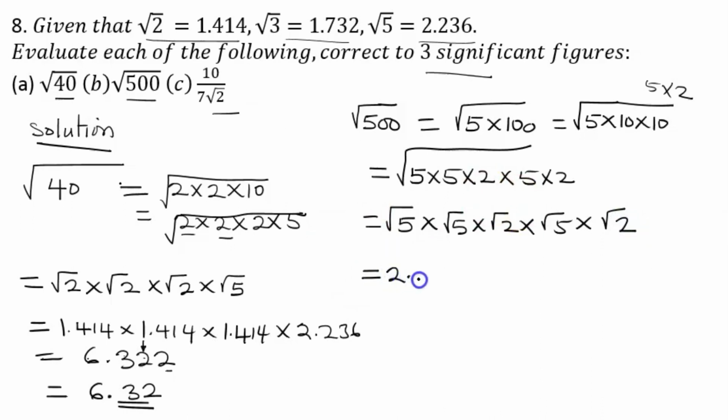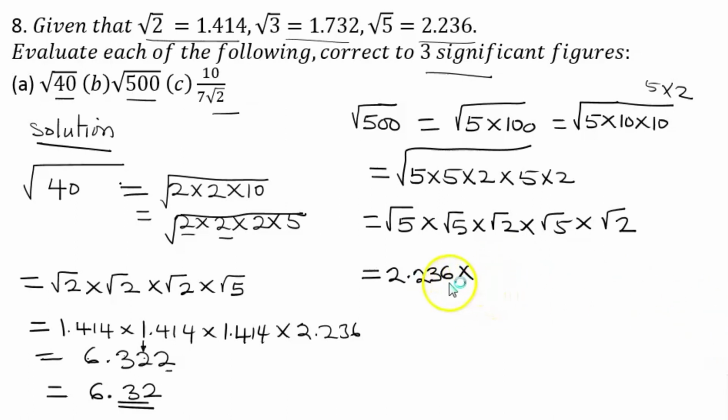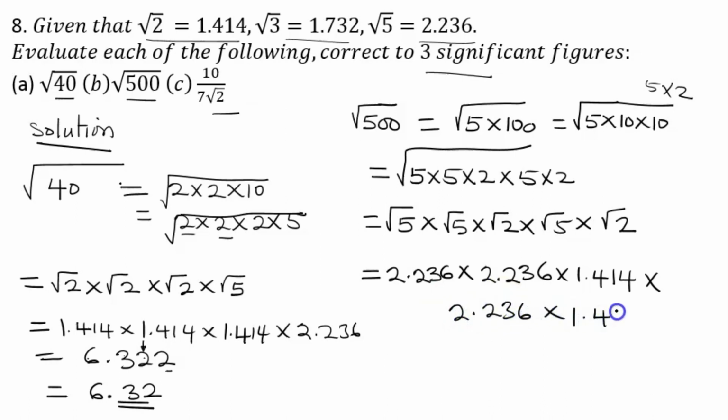They say root 5 is 2.236. Okay. Multiply by another 2.236, then multiply by root 2 now, which is 1.414, then another root 5, so multiply by 2.236, then multiply by 1.414. So 1, 2, 3, 4, 5 numbers.